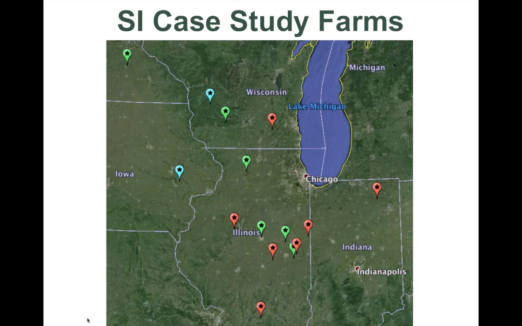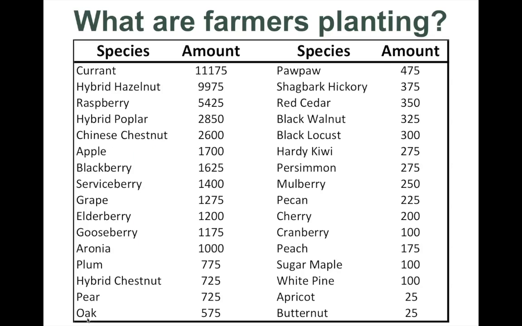Just to give you an idea where these farms are, we work solely in the Midwest, the Savannah Institute does, so this is biased towards that. These are farmers that we're working with in the Midwest. As Rafter showed, they are all over the country, but we focus on the Midwest right now.